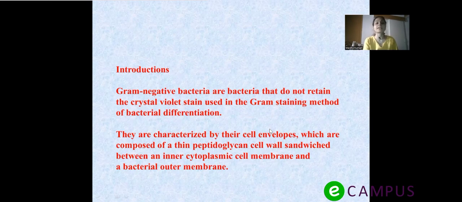So gram-negative bacteria are bacteria that do not retain the crystal violet stain used in the gram staining method for bacterial differentiation. They are characterized by their cell envelope, which is composed of a thin peptidoglycan cell wall sandwiched between the inner cytoplasmic cell membrane and the bacterial outer membrane, right? So the peptidoglycan layer is sandwiched between the cytoplasmic membrane, meaning the plasma membrane, and the bacterial outer membrane. That is the main cell wall, right?